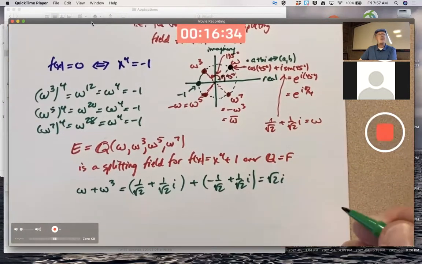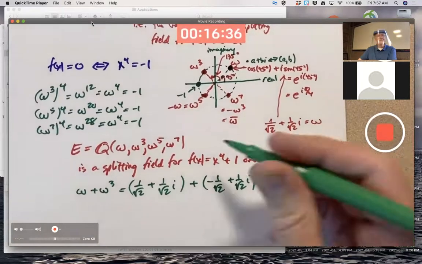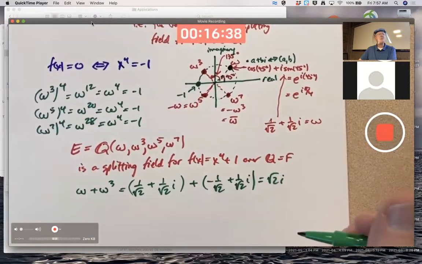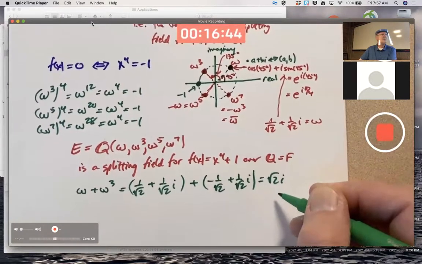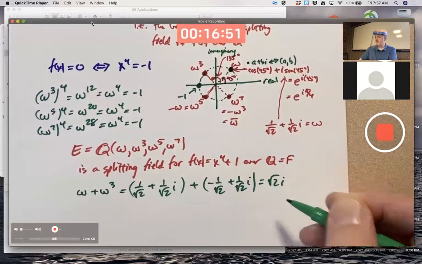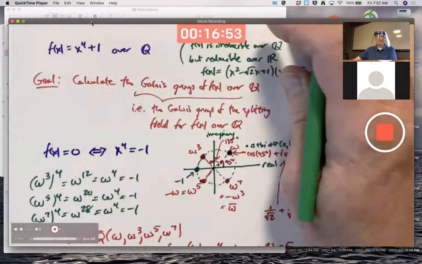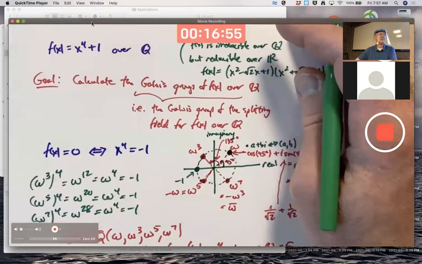Hey, √2 times i is in E then, which you probably wouldn't necessarily expect ahead of time, right? Something involving √2 is in there. You wouldn't necessarily expect that would be the case. I mean, how is all this related to the square root of 2? It doesn't seem like it is.